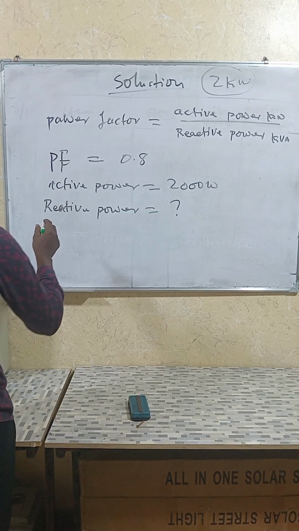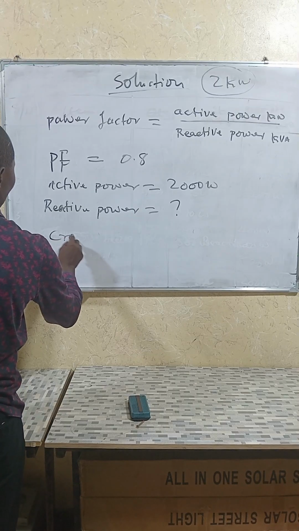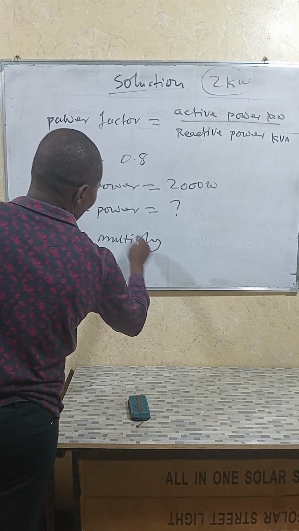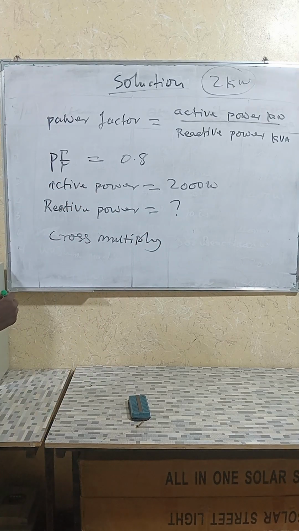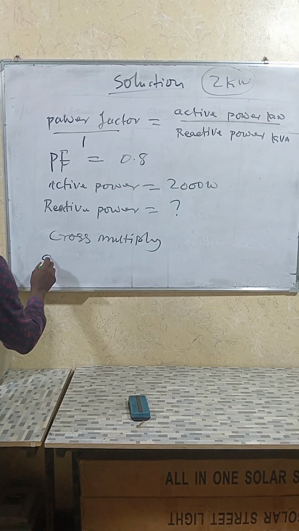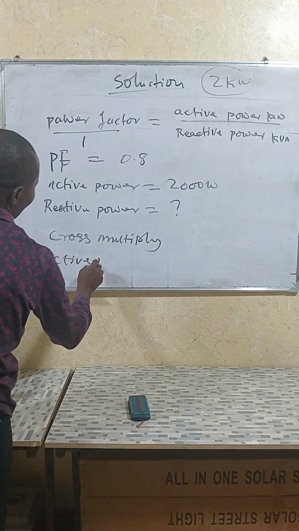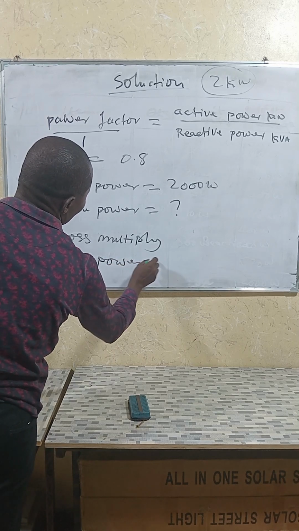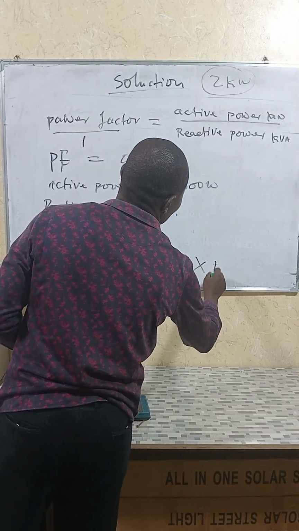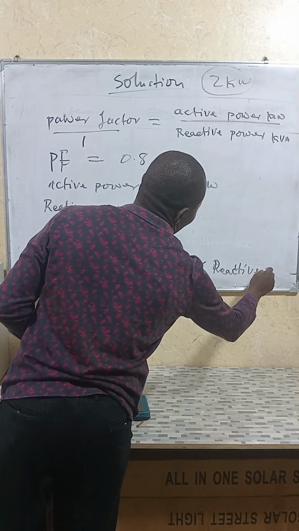Meaning that you need to cross multiply. When you cross multiply, you have the power factor over 1. That means you have active power is equal to power factor times reactive power.